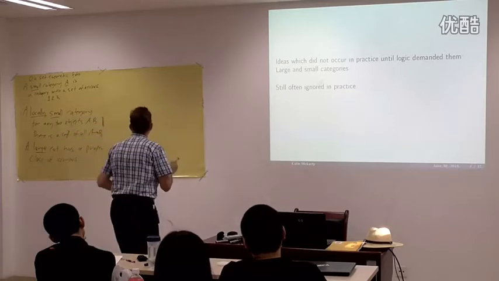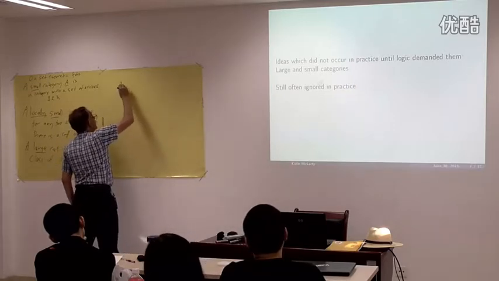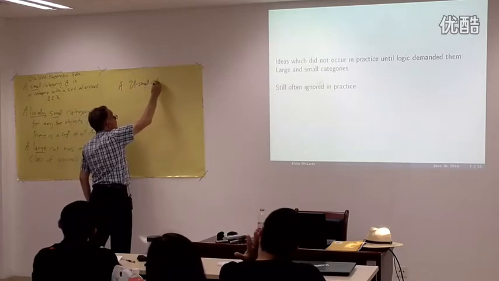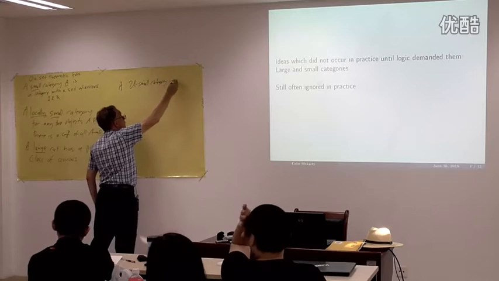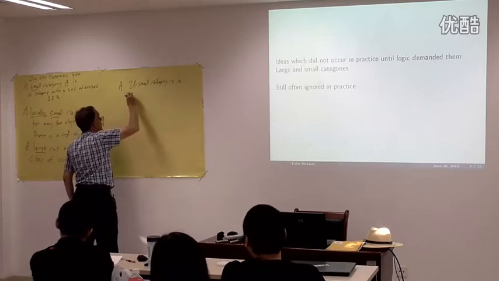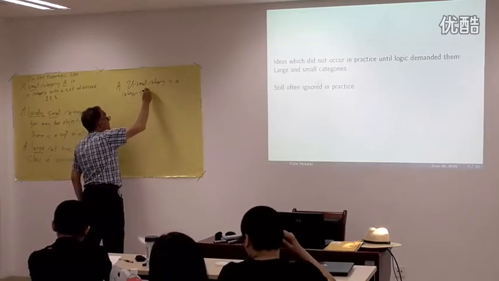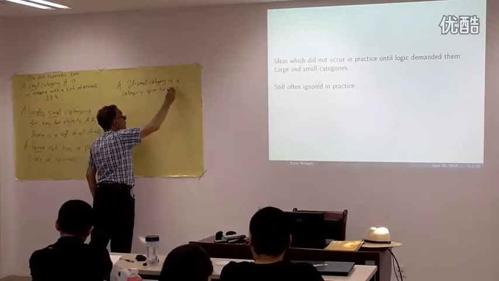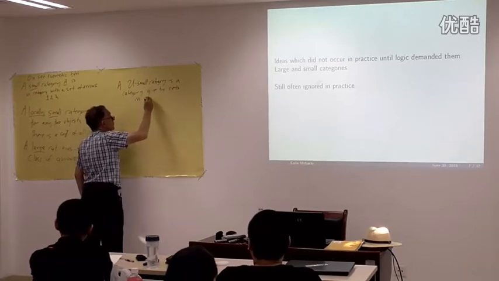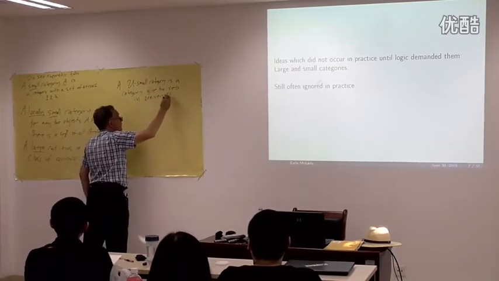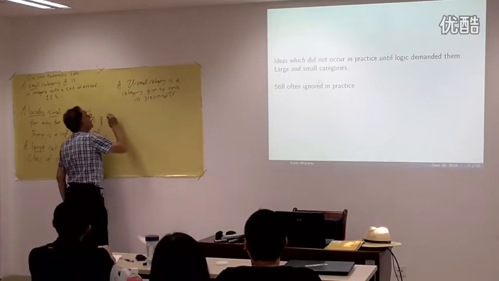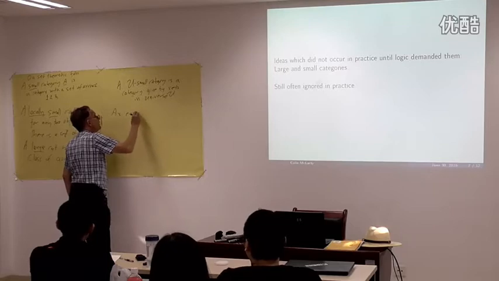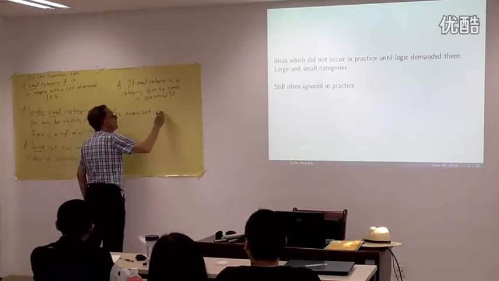He doesn't define this. He says a U-small category is a category given by sets in universe U. And he has an axiom: every set is an element of some universe.